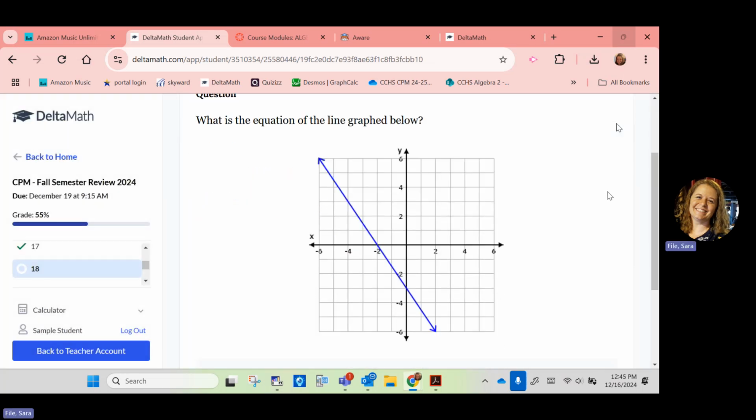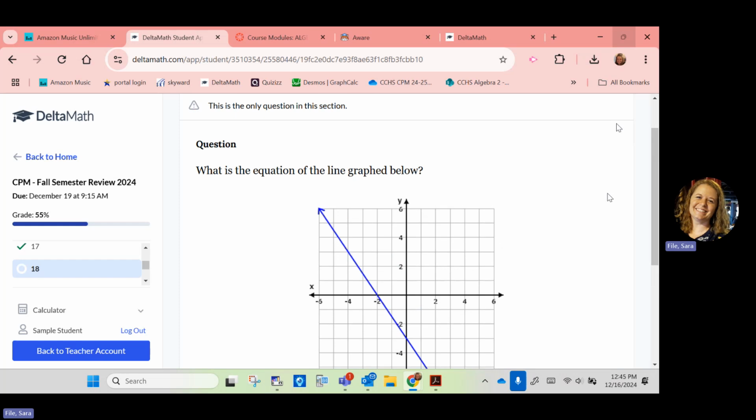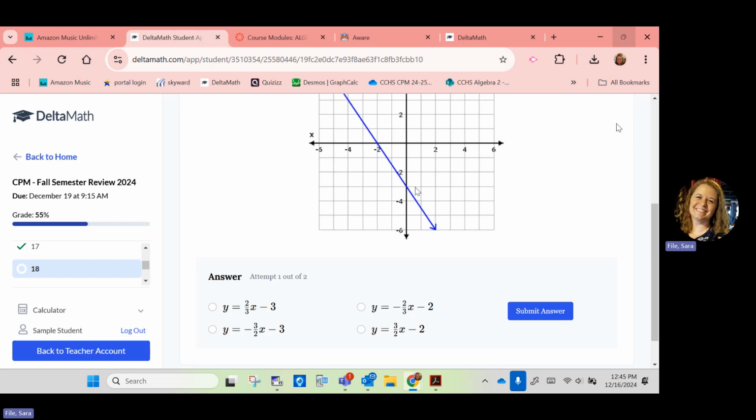Okay, what is the equation graphed below? Okay, so this one's multiple choice. Remember, these are all in mx plus b form, y equals mx plus b. B is the y-intercept. My y-intercept is right here at -3. So I know immediately my equation, my b value should be -3.